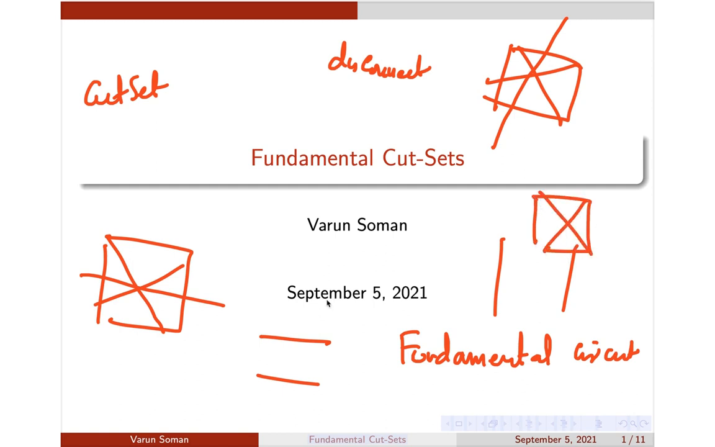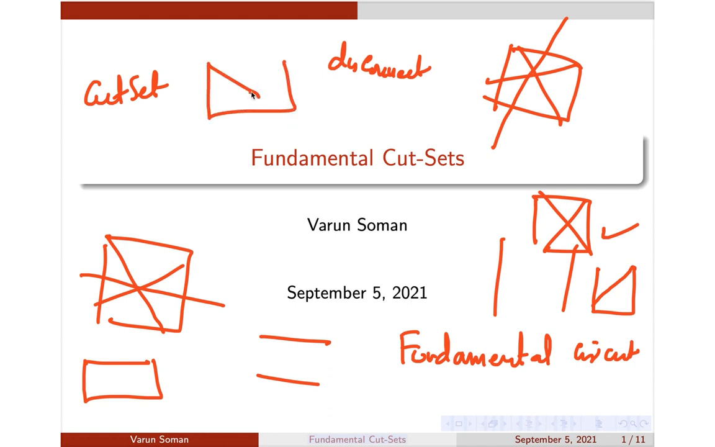So what is a spanning tree? A spanning tree is a subgraph which is a tree and contains all the vertices. This is one spanning tree of this graph. Now if I add one edge to this spanning tree, I get exactly one circuit. If I add another edge like this, I get another circuit. Or if I add another edge, I again get one circuit. So a circuit obtained by adding exactly one edge to a spanning tree is called a fundamental circuit, or in other words, exactly one chord.